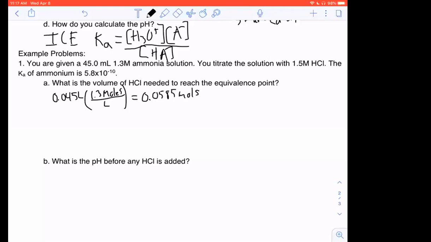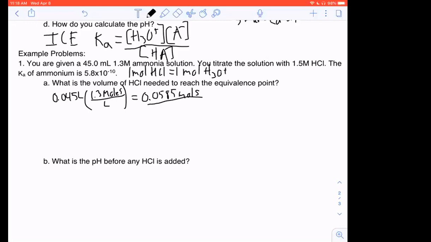At this point, you have to think about what the equivalence point actually means. The equivalence point will be when you've added as many moles of H3O+ as you have moles of this, so you can completely neutralize it. Since HCl is a strong acid, for every 1 mole of HCl, I'll just write that up here, 1 mole HCl equals 1 mole of H3O+.